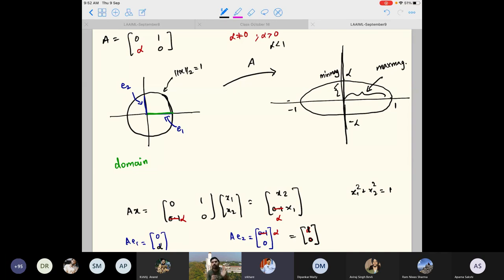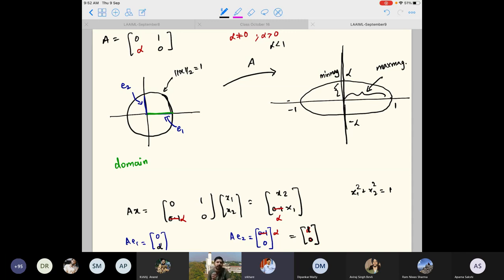If alpha were equal to 0, in this particular case, what would happen? What would happen to the circle? It will become a line segment, not a line. So the circle will become a line segment between -1 and 1 on the x-axis. Do you all agree?